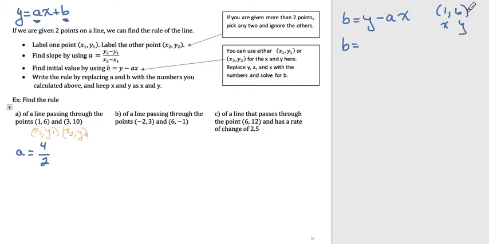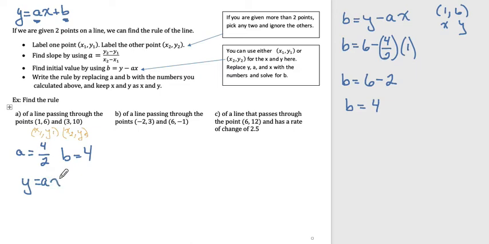And remember, this is x and this is y. So b equals our y number, 6, minus a, which is 4 over 2, times x, which is 1. And if we do 4 divided by 2 in our calculator times 1, we can sort this out. So b equals 6 minus 4 over 2 is 2. 4 divided by 2 times 1. So 6 minus 2. So b equals 6 minus 2 is 4. So we can rewrite our equation, right? y equals ax plus b. And then we'll replace our a with 4 over 2, and we'll replace our b with 4.